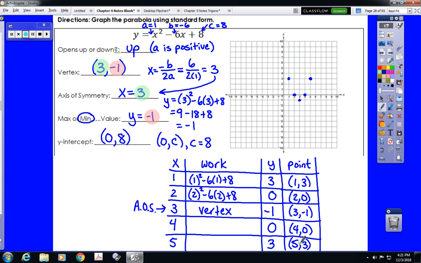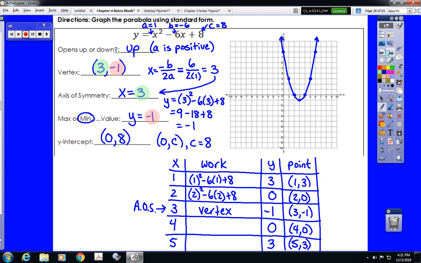Now, in addition to that, we also know the y-intercept is (0, 8), so we might as well graph that point. And if (0, 8) is a point, so is (6, 8), because again, there's that line of symmetry. That point's 3 units to the left, so there has to be a point 3 units to the right. Now, we're going to draw our curve through those points. And there's the graph of our parabola.